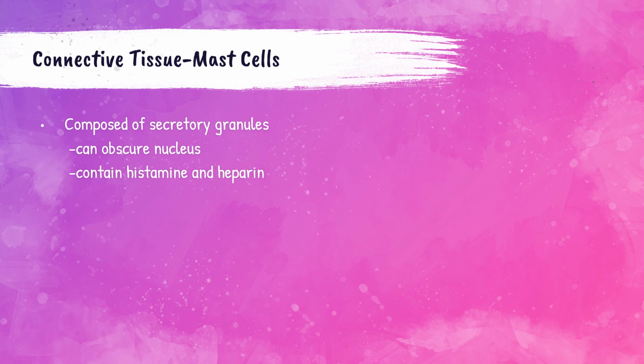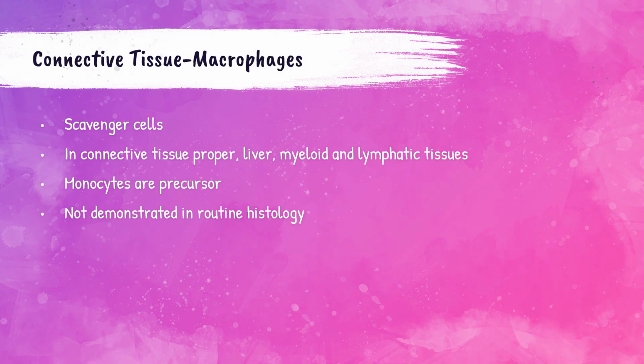They're usually present along blood vessels. Macrophages are scavenger cells that are found both in connective tissue proper and also in the liver, myeloid, and lymphatic tissues. Now, monocytes are the precursor to macrophages. So these are present within the peripheral bloodstream.